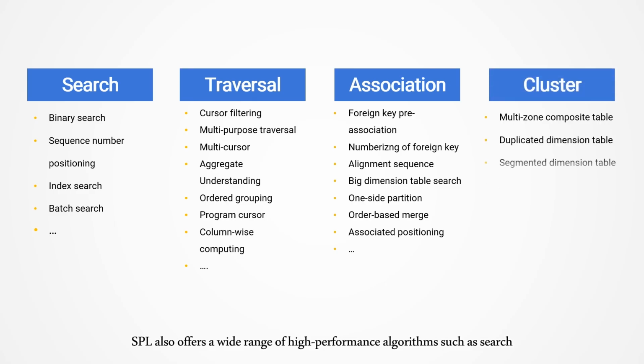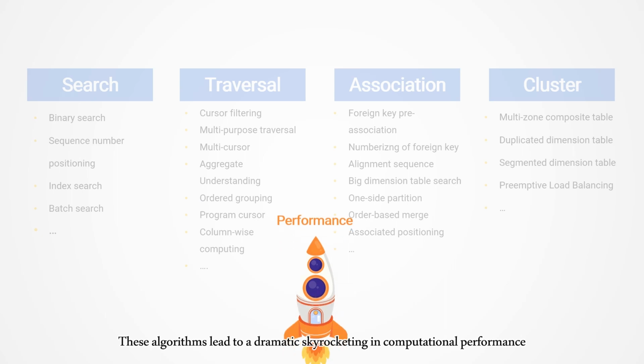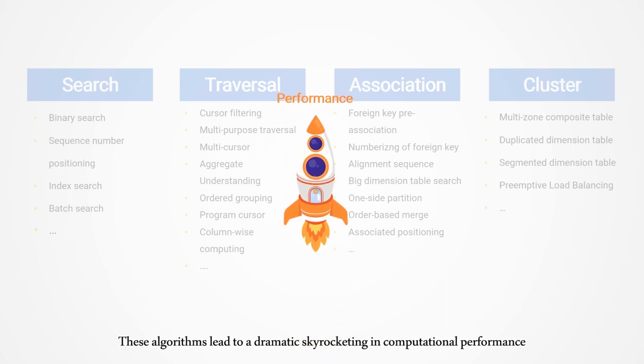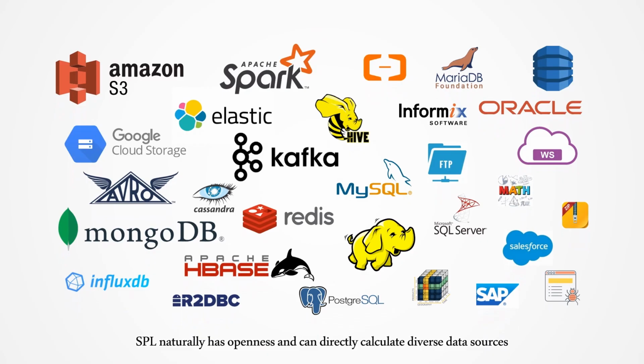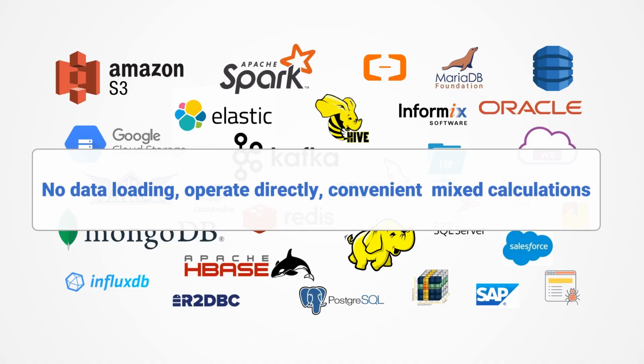SPL also offers a wide range of high-performance algorithms such as search, traversal, join, and clustering operations, many of which are unique innovations of SPL. These algorithms lead to a dramatic skyrocketing in computational performance. SPL naturally has openness and can directly calculate diverse data sources, such as CSV, Excel, and other data files, as well as various relational and non-relational databases, and can also handle multi-layer structured data such as JSON and XML. No need for loading data into a database, saving valuable time on data organization.